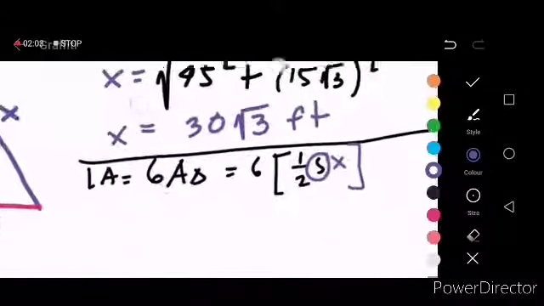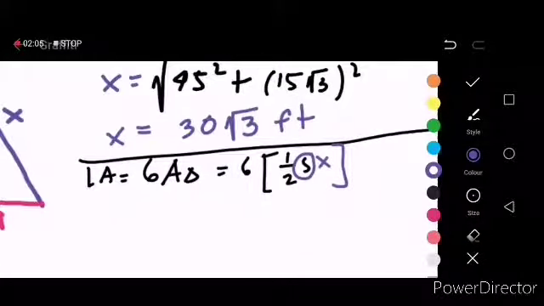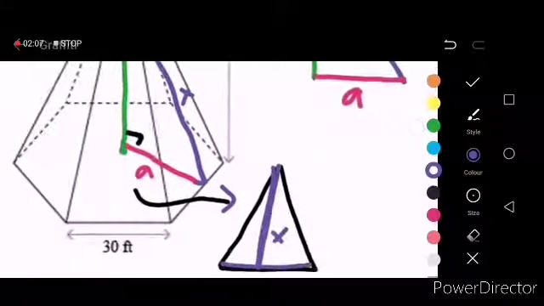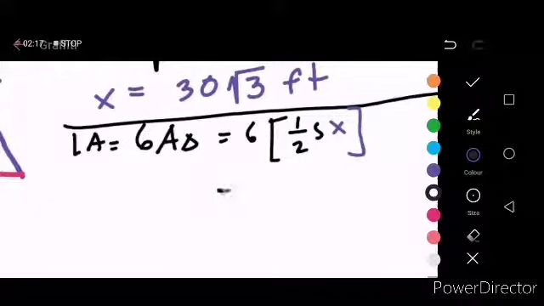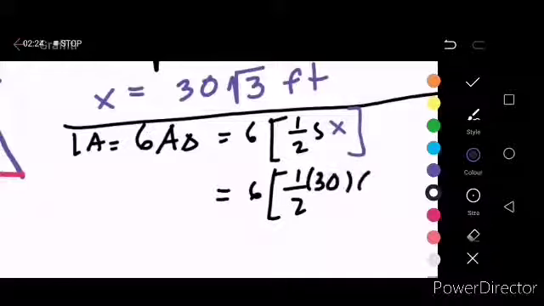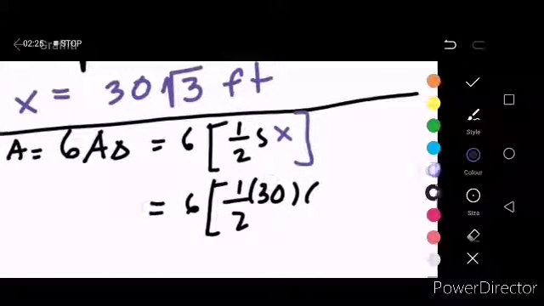Yung s dito, ito yung 30 kanina. Ay, nabro ko na pala yun. Yun yung 30 kanina. Ito. Ayan, ito yung 30. Okay? So, wag kayong mag-freak out dyan. Yun lang yun. Okay, S yan, hindi 5, ano? Okay, so anong gagawin natin? 6 times 1/2, S is 30. Mumultiply ko sa nakuha nating value ng X, which is 30 square root of 3.